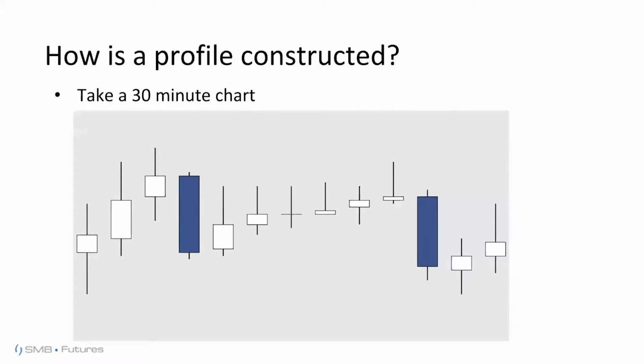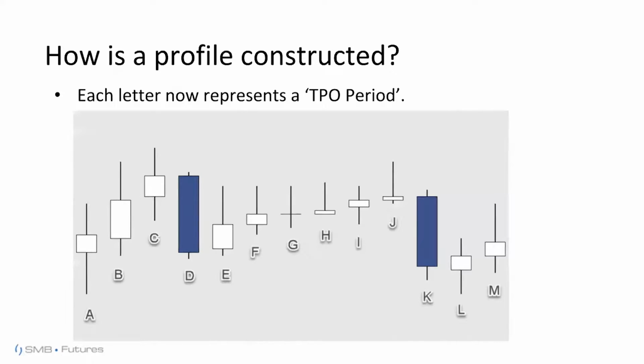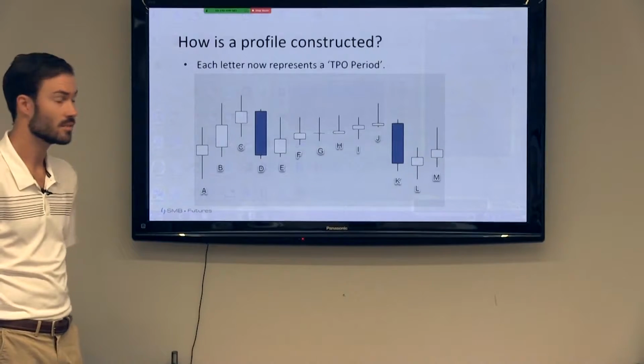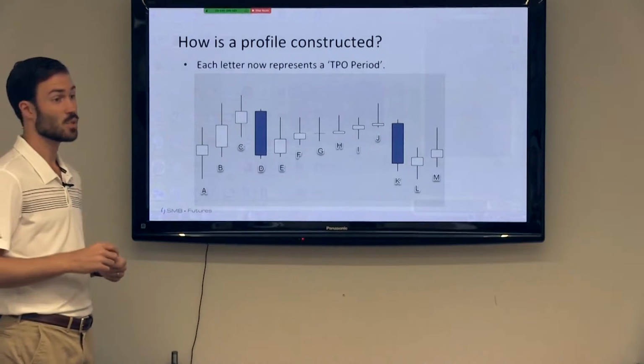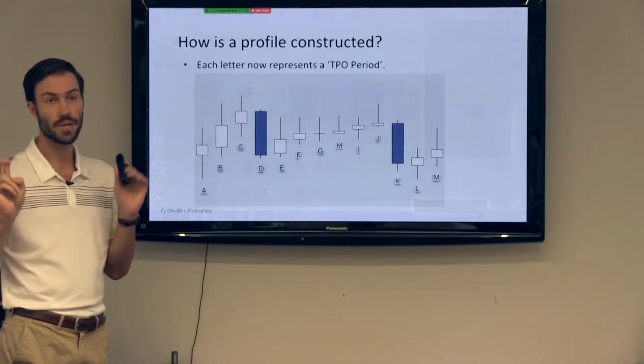How is a profile constructed? It's pretty simple. I hope this comes through for you. This is a 30-minute bar chart. You've all seen one of these. We can label each of these letters. Market profile terminology calls each one of these a TPO period.